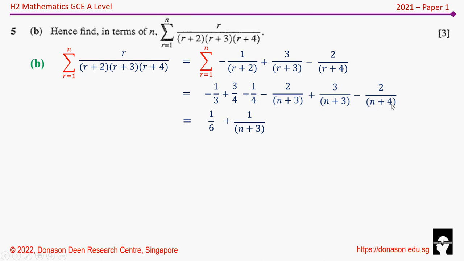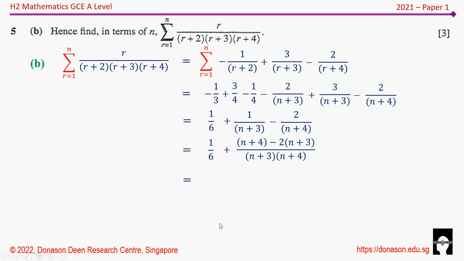And then this one has a different denominator, which is n plus 4, so I'm just going to keep it as minus 2 over n plus 4. So this is how we can simplify this, and of course whatever the value of n, we can just put it in here and it would help us to evaluate this entire expression. So the sum from r equals 1 to n should simply be 1 over 6 plus 1 over n plus 3 minus 2 over n plus 4. And if you wish, you can combine them together.